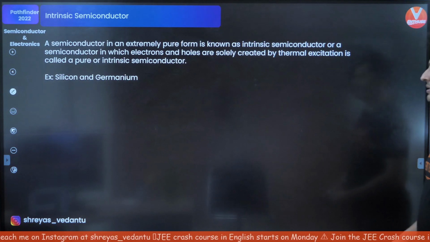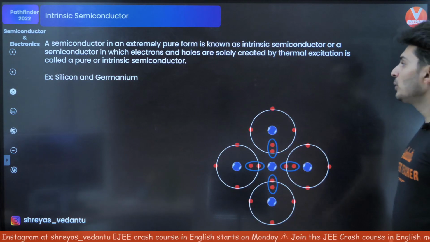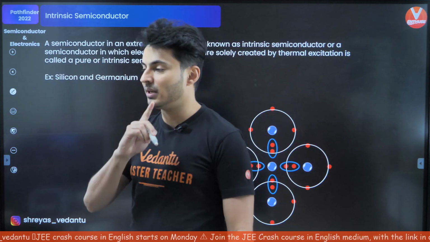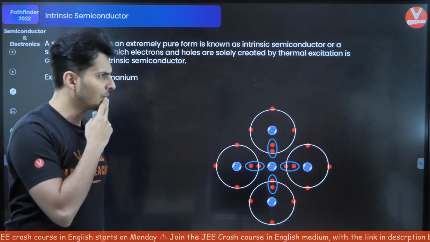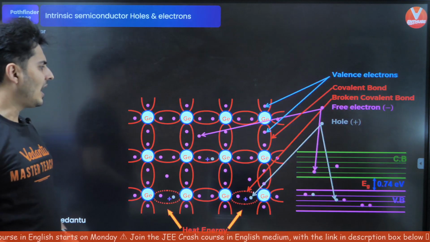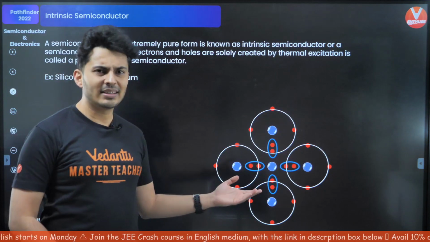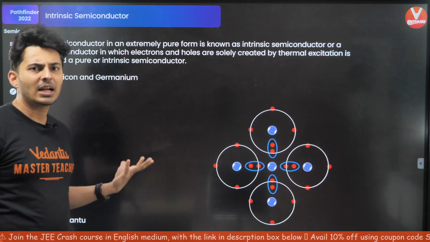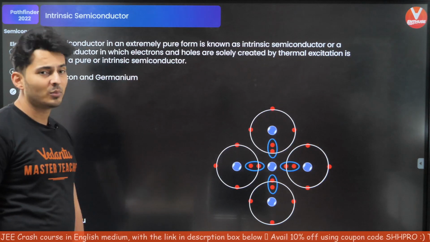These are very, very good examples of intrinsic semiconductors. And you will see something called holes and electrons being formed in these kinds of semiconductors. Now, what are these holes and what are these electron pairs which are formed in any kind of semiconductor? This is very, very important.